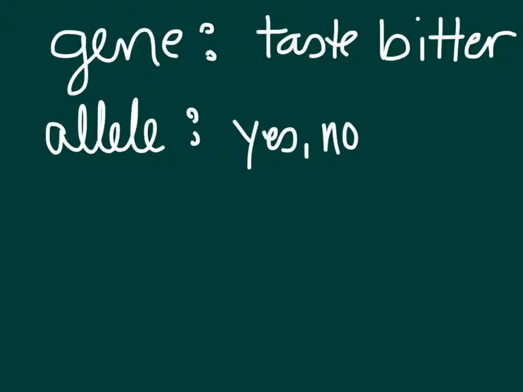Now, what's interesting about that is you all have two copies of that. We're going to call being able to taste bitterness capital B, so yes. And not being able to, we're just going to call lowercase b. You all have two copies of that gene. You have two copies of either yes or no, or you have one yes and one no. So you got one gene from your mother and one gene from your biological father.